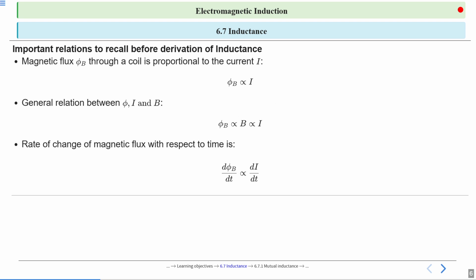From this expression we have derived this. So we know that magnetic flux through a coil is proportional to current. How? Because magnetic flux proportional to magnetic field proportional to current. That's why magnetic flux is proportional to current. And we are going to differentiate it. That is rate of change of magnetic flux with respect to time, that is d phi b upon dt is proportional to di upon dt, means rate of change of magnetic flux is directly proportional to rate of change of current in the coil.